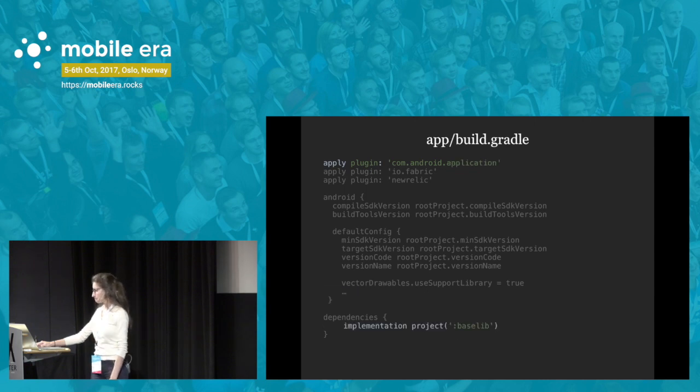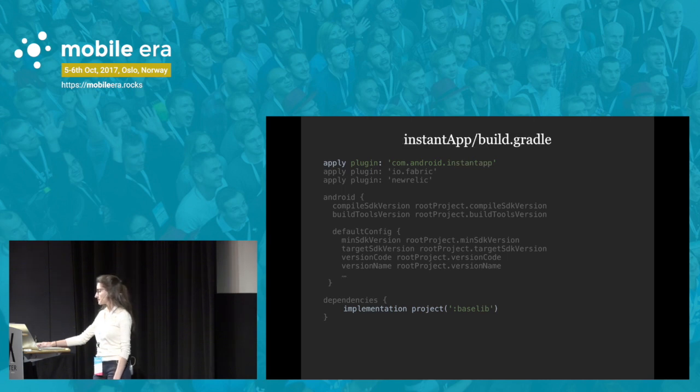The build.gradle file of the app module would have our well-known plugin, which is com.android.application. In the dependencies block, we don't need to specify any more dependencies, because as you remember, we've done it in the base module. We just have to tell the app module that it depends on the base module, which is done through the configuration implementation project. Pretty much it. And the build.gradle file of the Instant App module looks very similar to the app module. The plugin is different. It's com.android.instantapp.